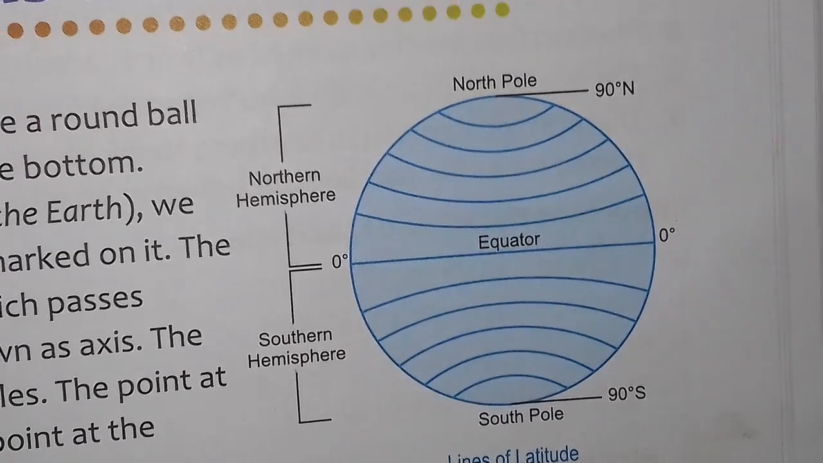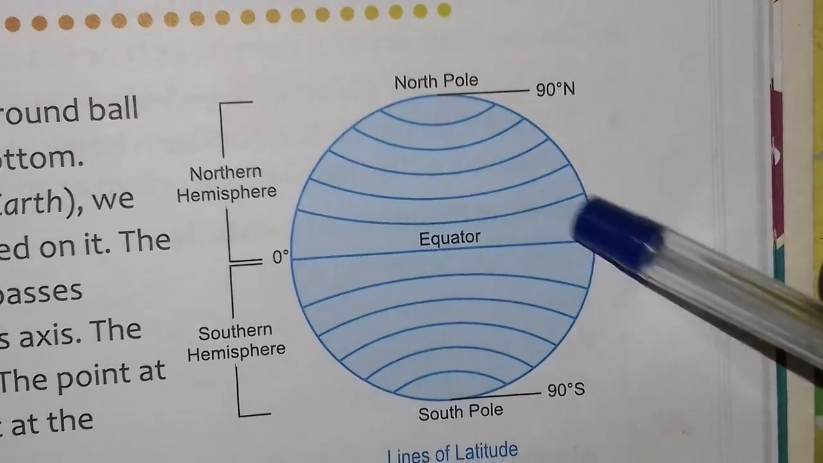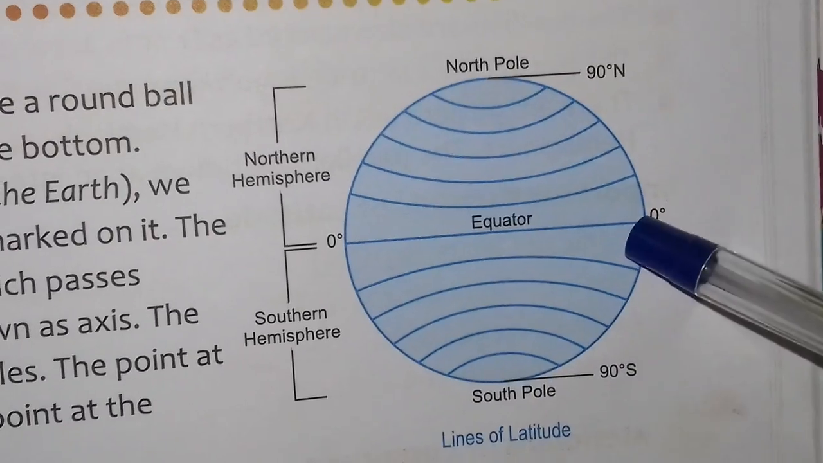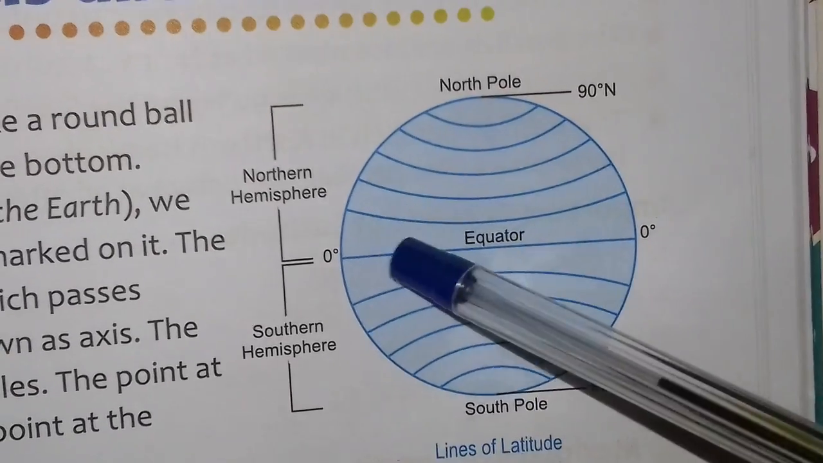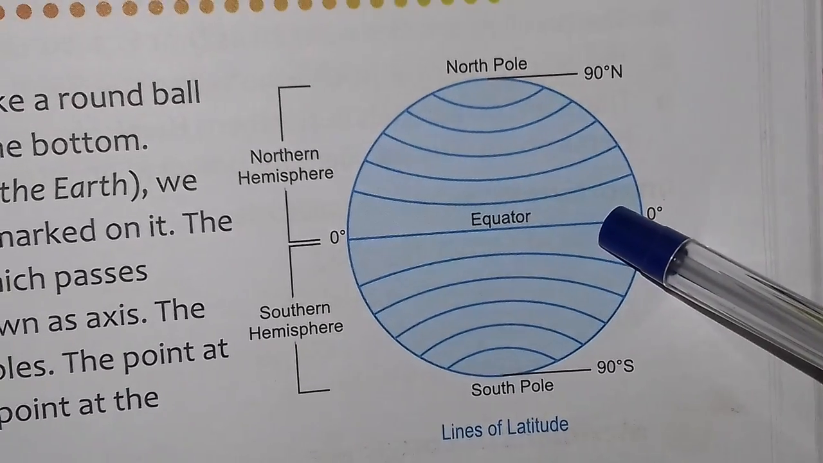There are 181 latitudes including the equator. In the northern part 90, here in the southern part 90, and the 0 degree equator 1. Total 90 plus 90 plus 1, 181.